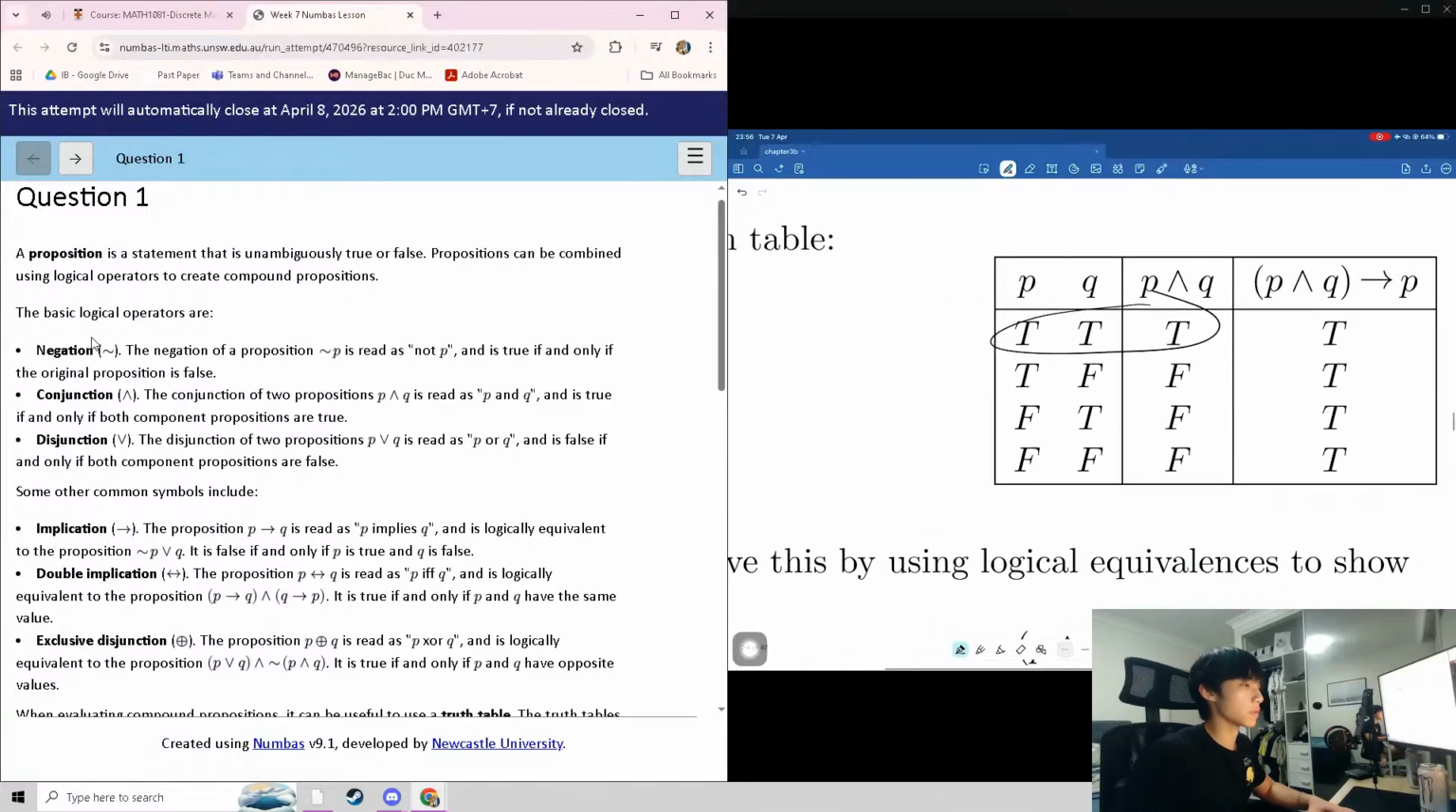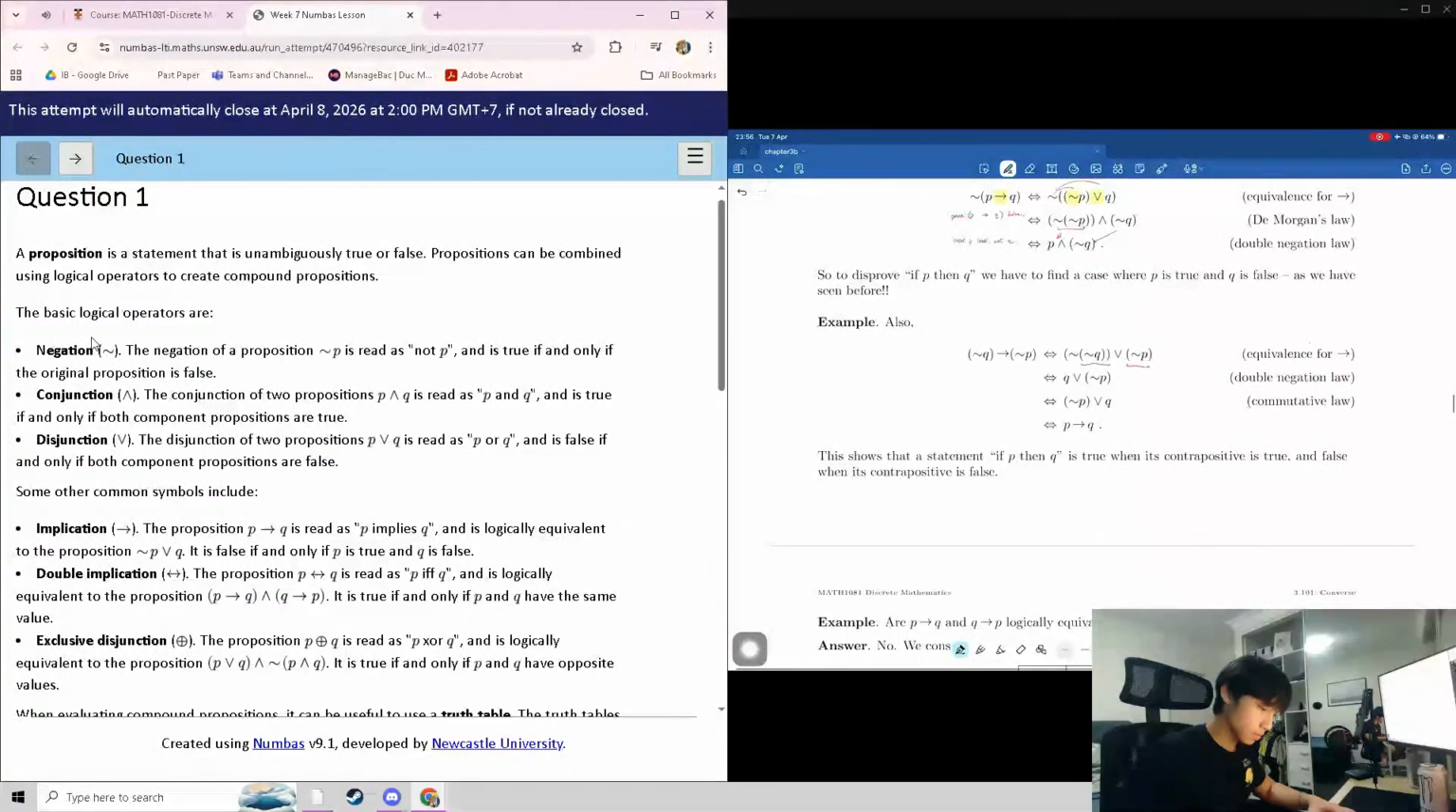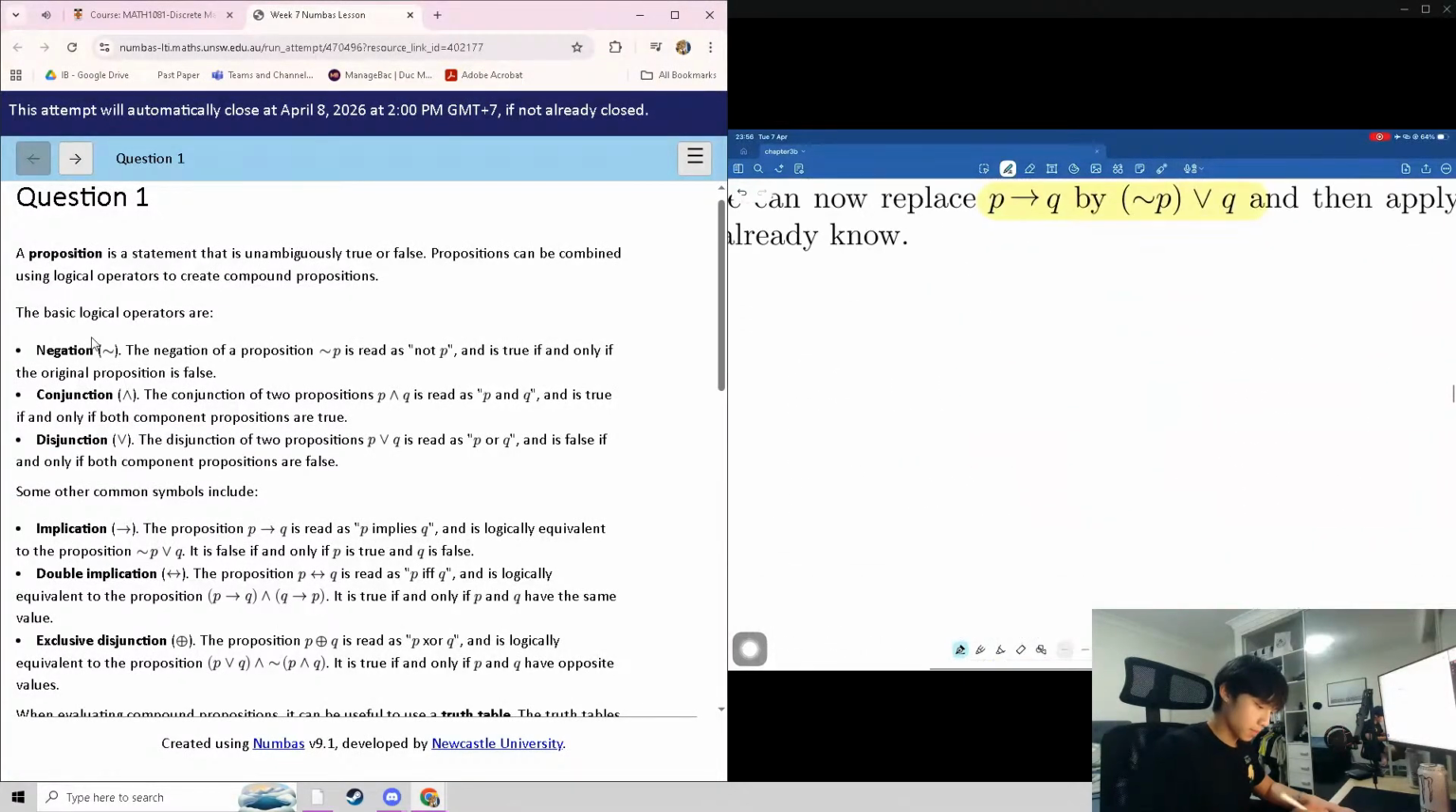The disjunction of two propositions P or Q is read as P or Q and is false if and only if both propositions are false. What I mean by that is if I'm given P, Q, true, true, true, false, false, true, and false, false, then it's only going to be false, right? So P or Q is only going to be false when both of them are false.